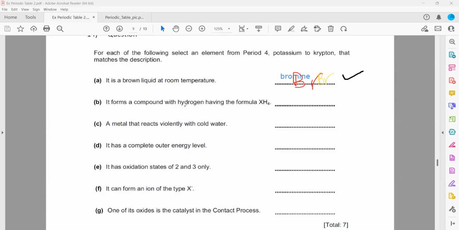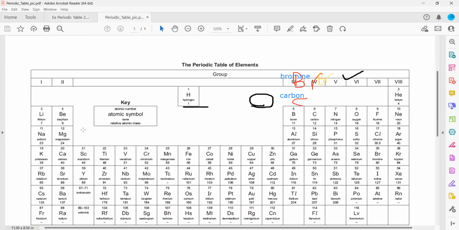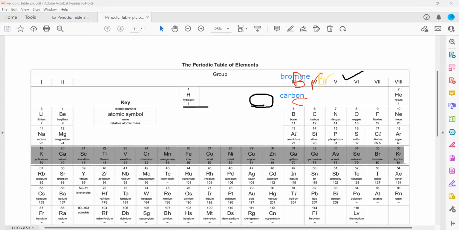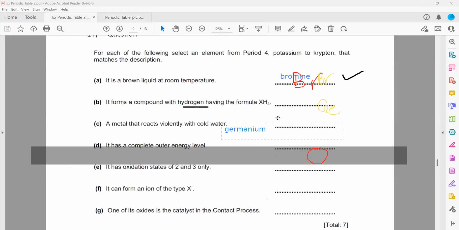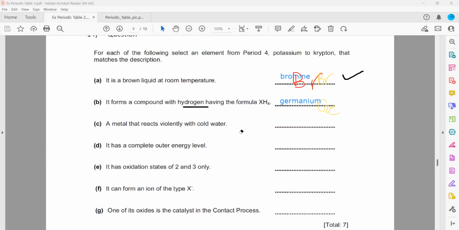It forms a compound with hydrogen having a formula of XH4, means like share 4. So which element can share 4? When you check period 4, we have to select period 4. Carbon is period 2. We cannot write carbon. That will be wrong because we have to select the element from period 4 only. So which element? It is germanium. So we have to select germanium as it belongs to period 4, group 4.